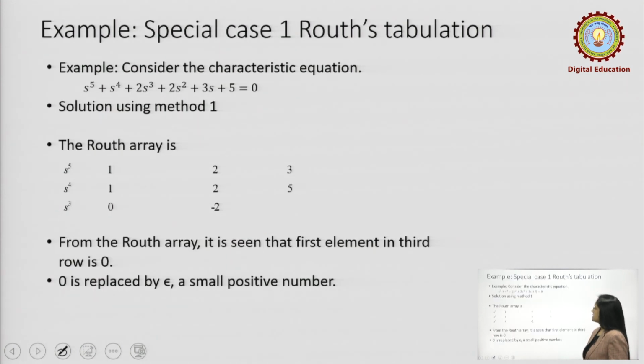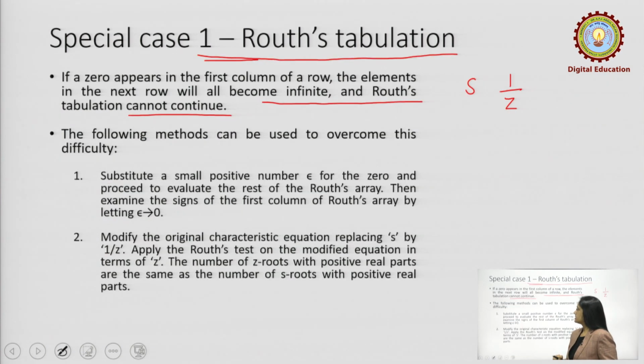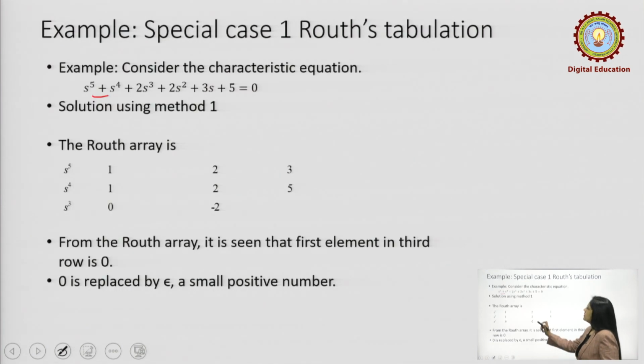Now, let us take one example related to special case 1. This is the characteristic equation s raised to 5 plus s raised to 4 plus 2s cube plus 2s square plus 3s plus 1. So, we had two ways to overcome this difficulty for special case 1, when there is a 0 appearing in the first column of the Routh array. Okay. So, we are going to firstly form the Routh array.